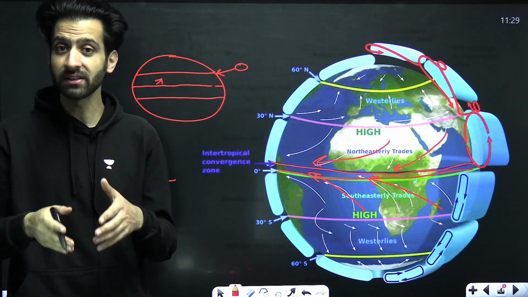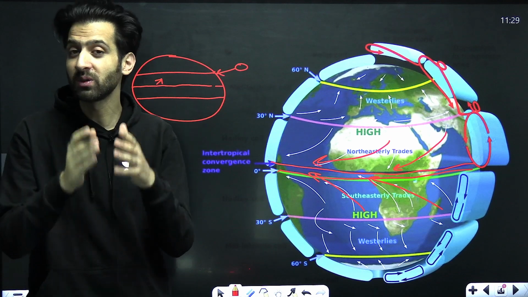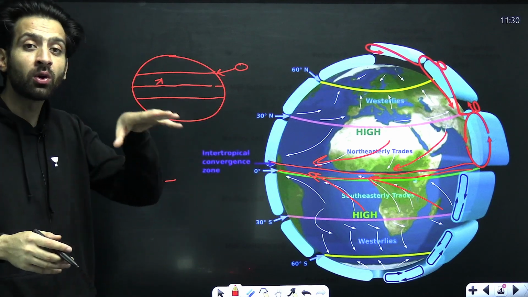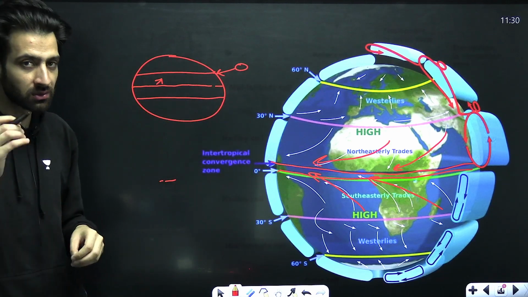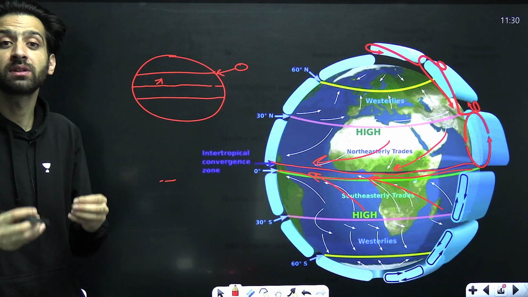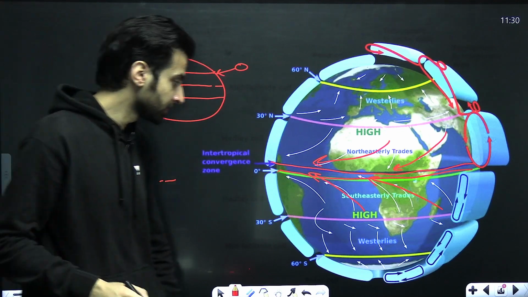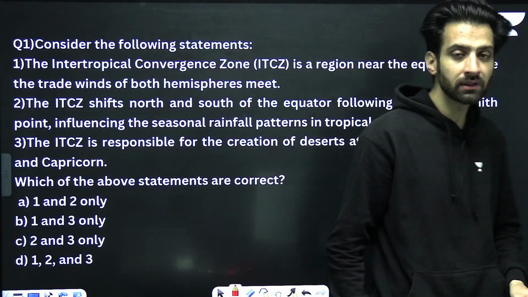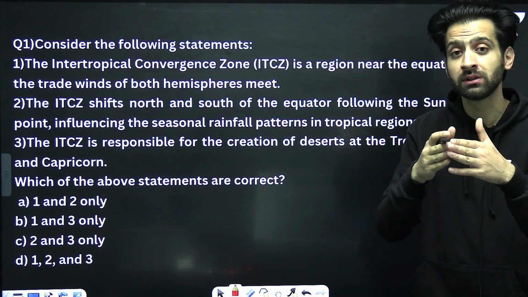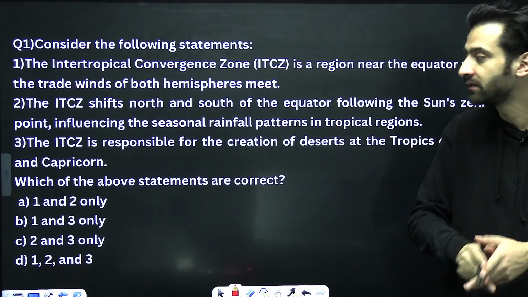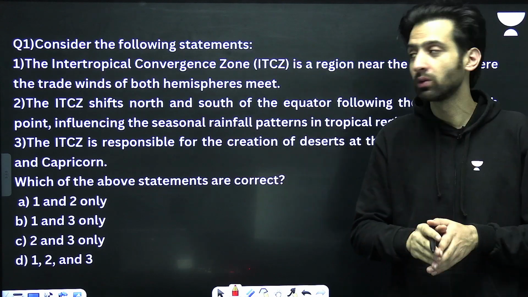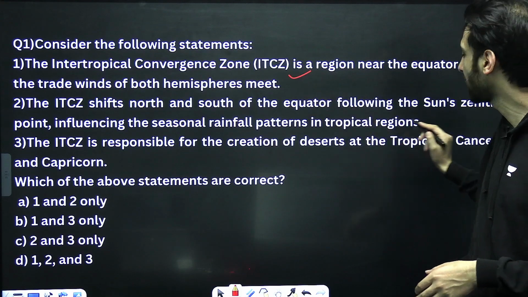So ITCZ comes over India, because the Tropic of Cancer passes through India, you would know that. So it depends upon the movement of the sun. So that is how the ITCZ will shift as per the movement of the sun. Now, that was our second statement. If you look at the first two statements, the ITCZ convergence, where the trade winds will converge, and the second one, it shifts as per the movement of the sun. So first statement and second statement are correct.